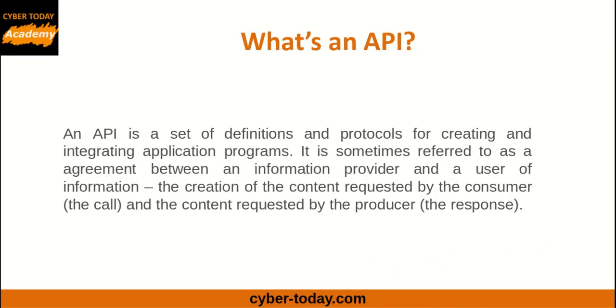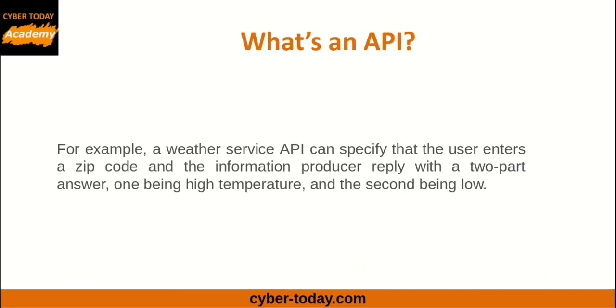What's an API? An API is a set of definitions and protocols for creating and integrating application programs. It is sometimes referred to as an agreement between an information provider and a user of information, the creation of the content requested by the consumer, the call, and the content requested by the producer, the response. For example, a weather service API can specify that the user enters a zip code and the information producer replies with a two-part answer, one being high temperature and the second being low.